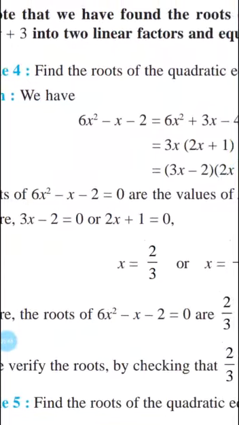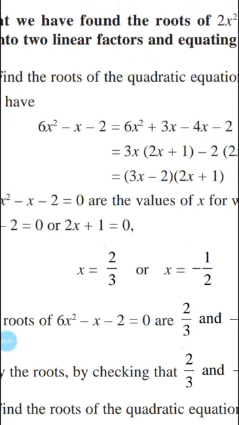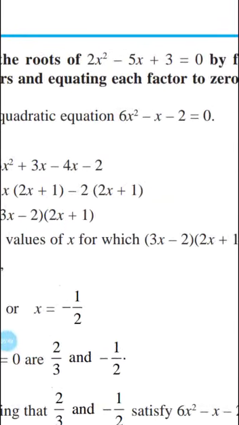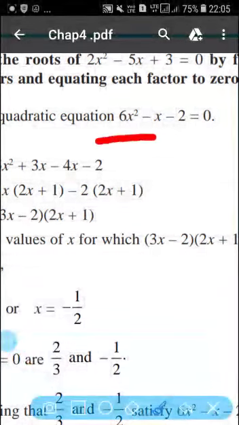Now see the second question. Find the roots of the quadratic equation 6x square minus x minus 2 is equal to 0. Again, we have to find the roots. So let us find the roots by splitting the middle term. 2 sixes are 12. So let us break it.